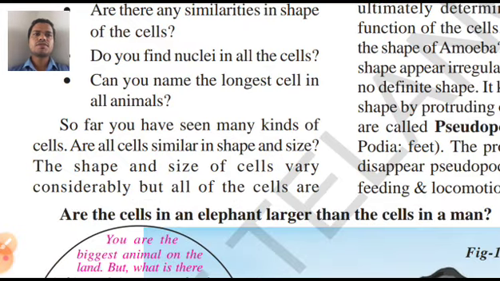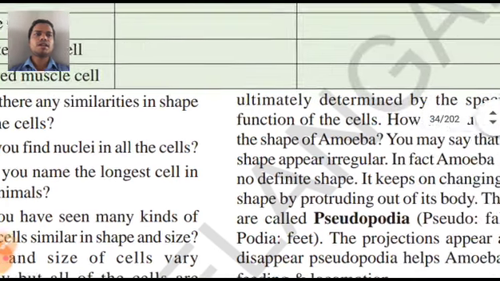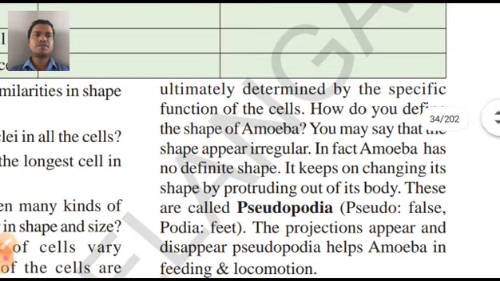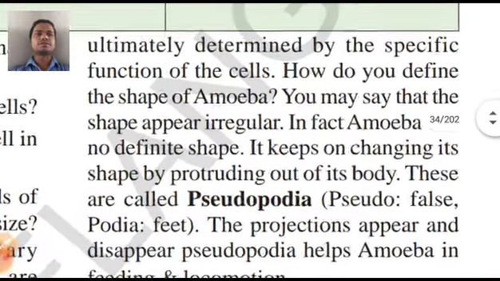Now so far you have seen so many kinds of cells. Are all cells similar in size and shape? No, they are not the same size. The shape and size of all vary considerably, but all of them are ultimately determined by the specific function of the cell. Now what are these lines saying? These lines are saying that all cells are not similar. Why are they not similar? Because they have to do special work.